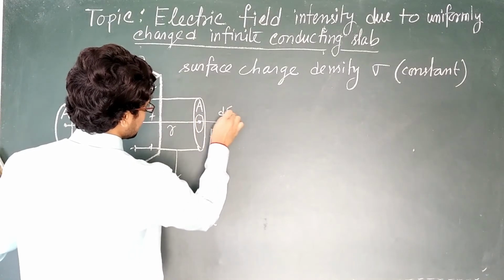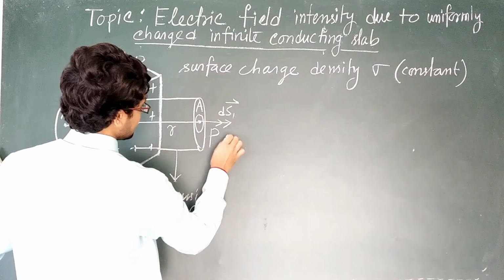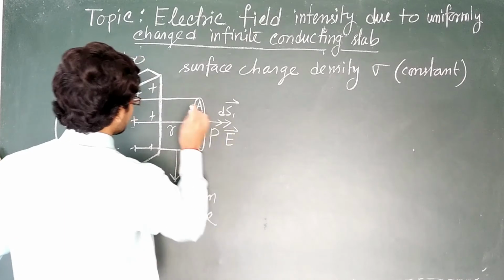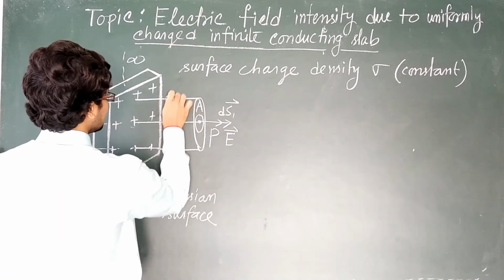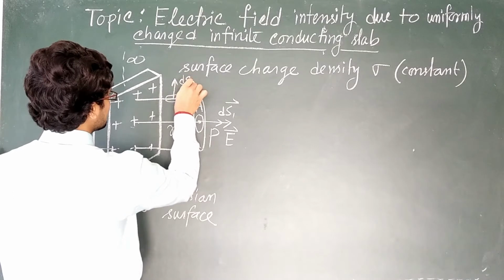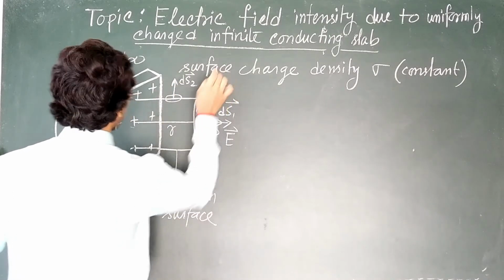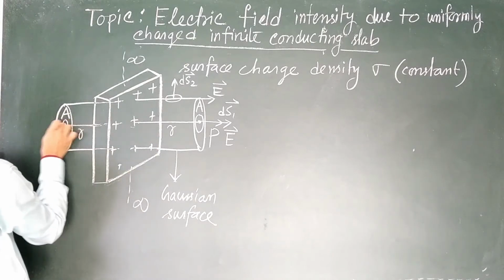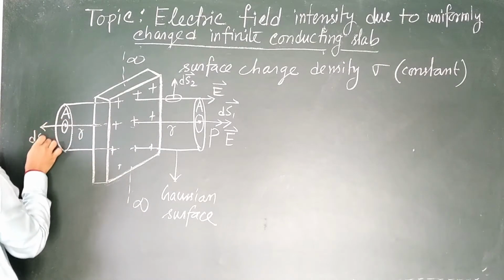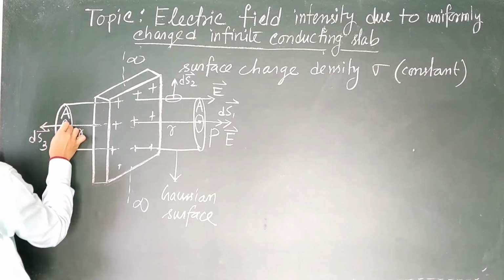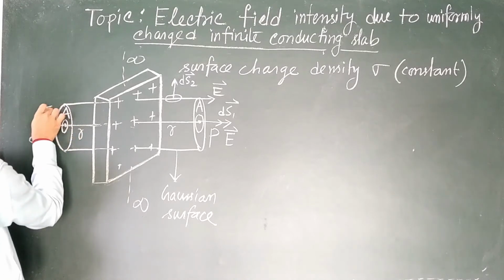So this is ds1 and the electric field intensity will be in this direction. Here on the flat surface this is ds2 and the electric field will act in this direction. Here this is ds3 and the electric field will also go in this direction.